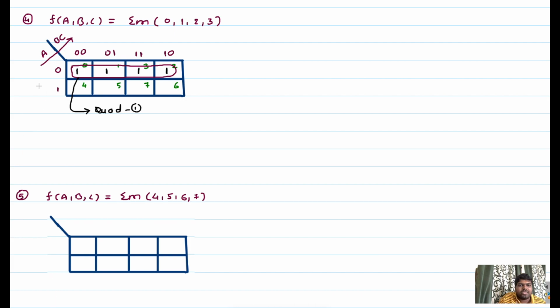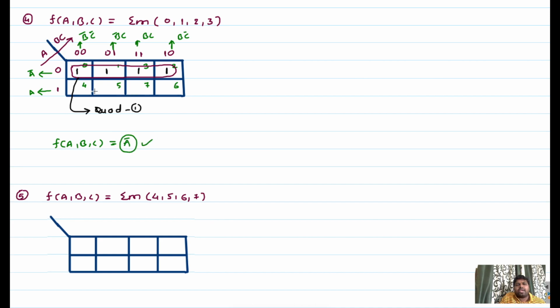Otherwise I will mention it here. So this is A bar, and this one is A; this one is B bar C bar, and this one is B bar C, BC, BC bar. All the columns differ, but for all these square boxes, the common element is A bar. So the resultant is F of A comma B comma C equals A bar only. So this is your answer.